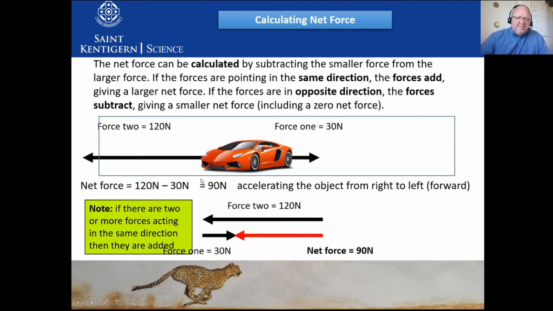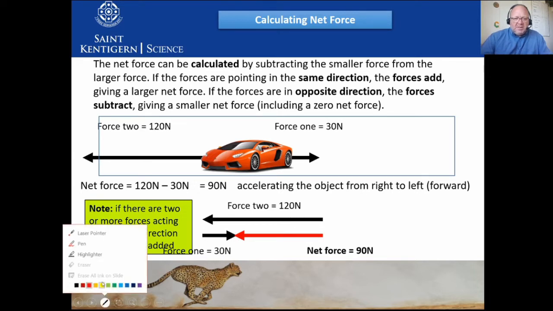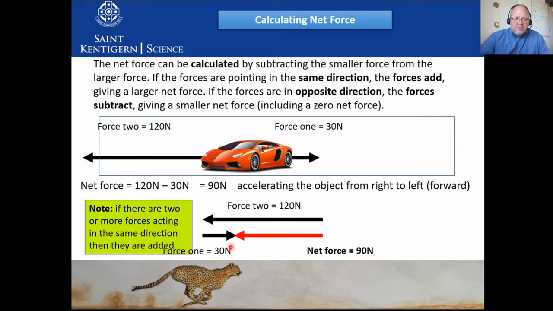Okay, but you have to give a direction, accelerating the object from right to left. In this case, the Lamborghini is going forward, so with the motion. If there are two forces acting together, you add them. Force 1 in this case, let me just get the pointer here so that it's easier. You have this one opposing both these forces. So if you add both of these up, it would give you 120, but the opposing force you have to deduct from that to give you 90.